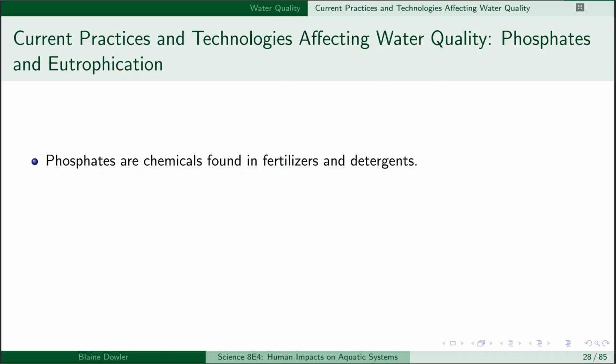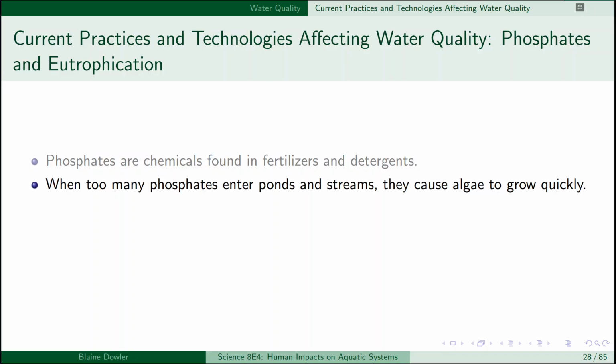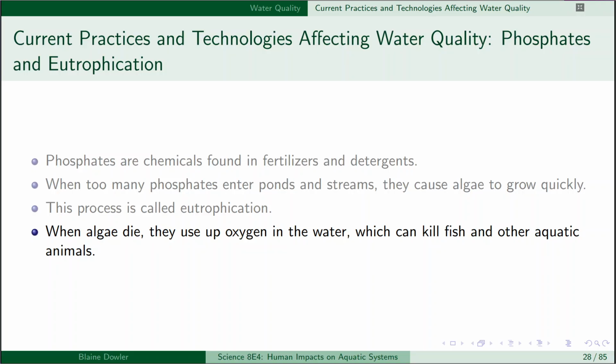Phosphates and eutrophication. Phosphates are chemicals found in fertilizers and detergents. When too many phosphates enter ponds and streams, they cause algae to grow quickly. This process is called eutrophication. When algae die, they use up oxygen in the water, which can kill fish and other aquatic animals.